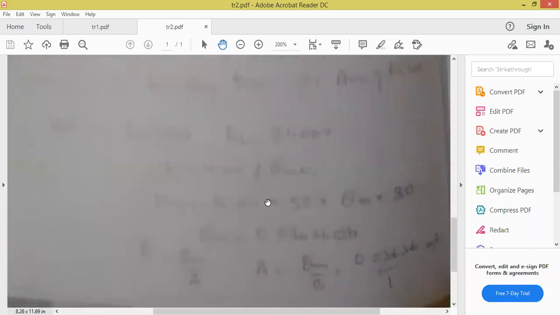For whatever question they ask on the transformer, first write the given quantities. E1 equal to 240 volts, E2 equal to 2400 volts. And what is the formula of the transformer, all of you? E is equal to 4.44 into F into phi m into N. I can use E1 equal to 4.44 F phi m N1, or E2 equal to 4.44 F phi m N2. So I'm using E1, which is 240 volts, equal to 4.44 into 50 into phi m.